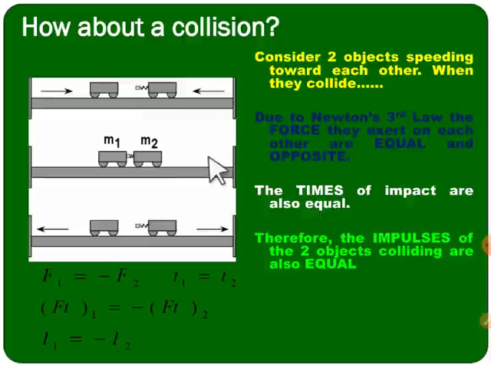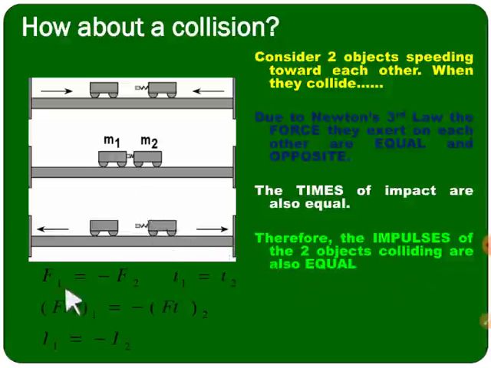So the two forces interact when they approach each other and collide. The time of impact when the force is exerted by the second body on the first body will also be the time of impact for the other body. That means the time of impact for the two bodies is equal. Therefore, the impulse of the two colliding objects must also be equal.